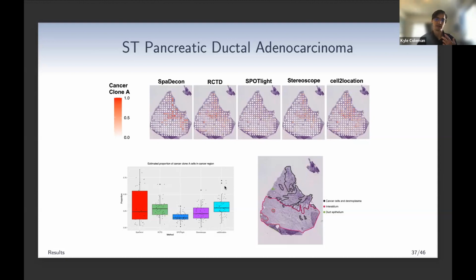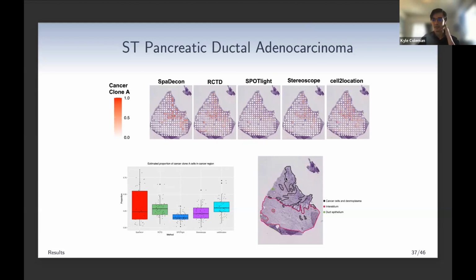And what we want to do is visualize the distribution of the proportions of these cancer clone A cells within the cancerous spots. So that's the box plot that we have here on the left-hand side. There's quite a bit of variation between the minimum and the maximum of estimated proportion of cancer cells in these cancerous spots given by SpaDecon. But that's almost to be expected because, as I mentioned earlier, this is an ST data set, so the spots are really large. We can have up to 200 cells per spot.